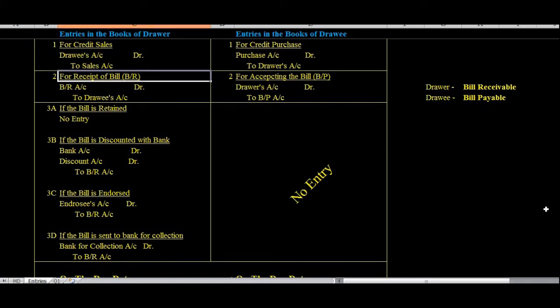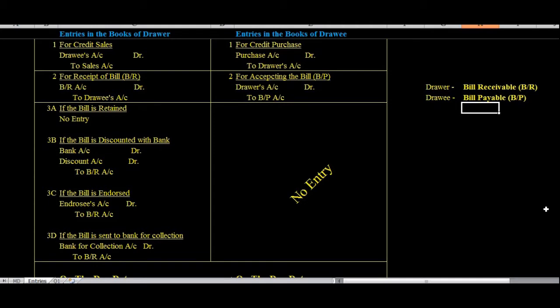It says for receipt of bill receivable, simple logic. Bill comes in, it is to be debited. Drawee is the giver, is to be credited. Bills receivable account debit to Drawee's account. Just for the convenience, for bills receivable I have used the abbreviated term BR, and similarly for bills payable, the abbreviated term is BP.